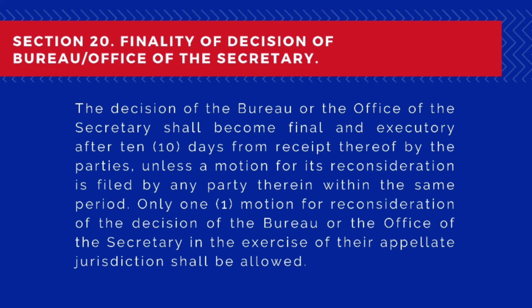Section 20. Finality of decision of Bureau or Office of the Secretary. The decision of the Bureau or the Office of the Secretary shall become final and executory after 10 days from receipt thereof by the parties, unless a motion for its reconsideration is filed by any party therein within the same period. Only one motion for reconsideration of the decision of the Bureau, or the Office of the Secretary in the exercise of their appellate jurisdiction, shall be allowed.